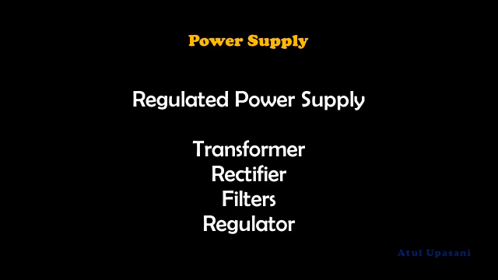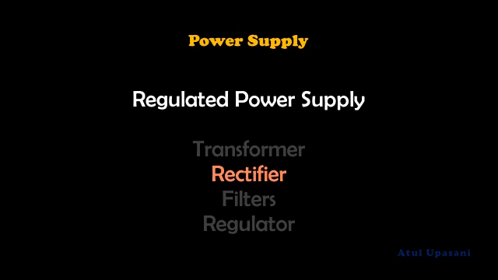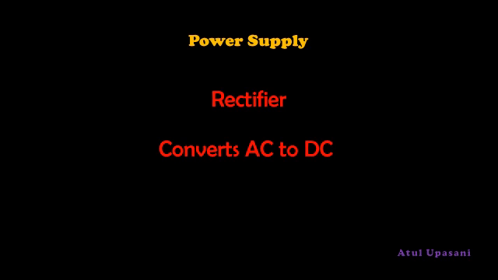Now, these regulated power supplies comprise many circuits, in which one of the circuits, called the rectifier, is the essential part, because this rectifier converts AC voltage into DC. So a rectifier is an electronic circuit that converts bidirectional current into unidirectional current. The main component used in a rectifier is the diode. This diode conducts only in one direction when in forward bias mode. Hence, it is the main rectifying element used in a rectifier.